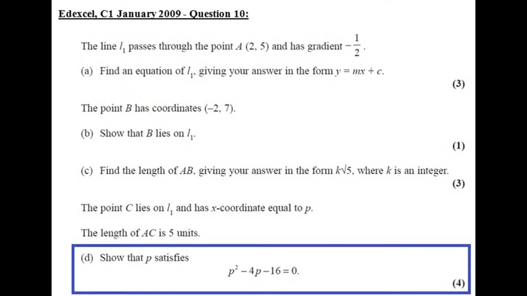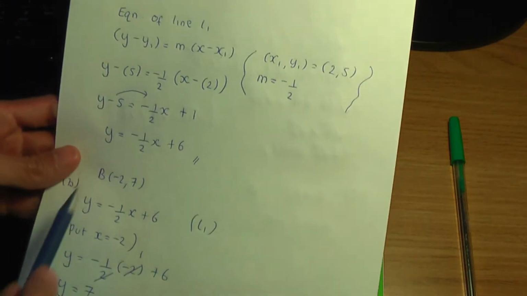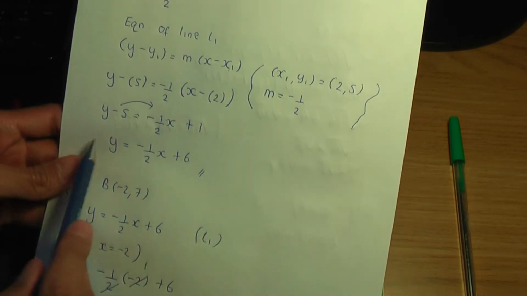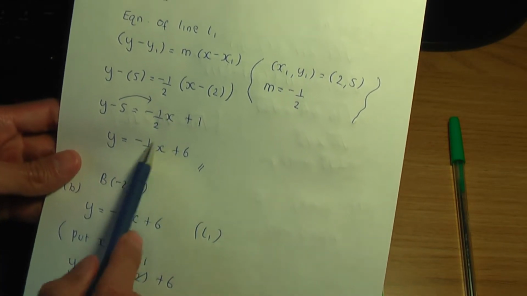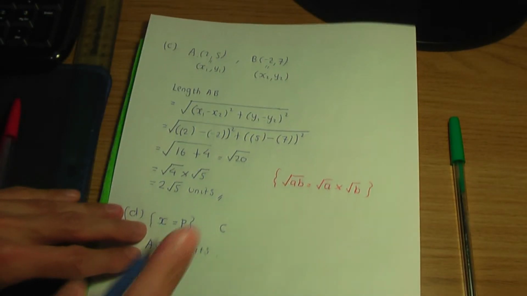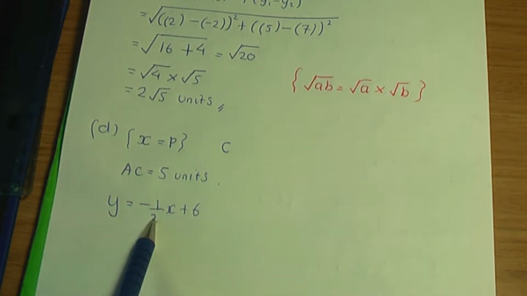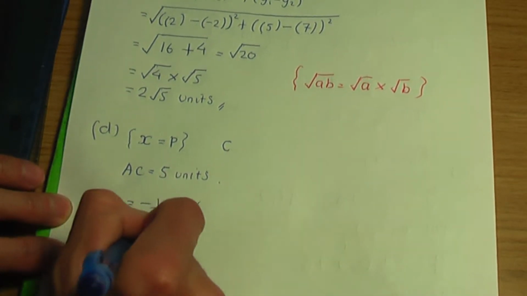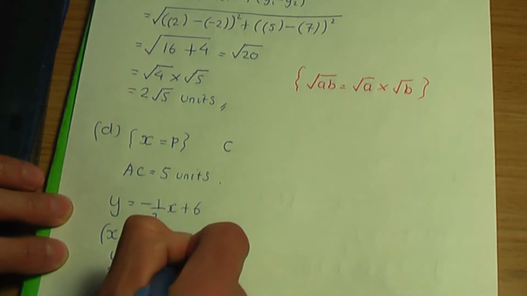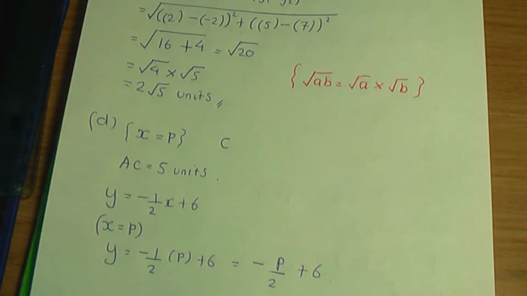Now, if we go back to the question, it did say that the point C lies on L1. So we can use the equation of L1, the solution of which we found in part A. So if we go back to the paper and pen, here is the solution that we had for part A. We can use this solution by putting the x coordinate of C in to work out the y coordinate of C. So let's do that. So y is minus half x plus 6, so that is L1, and let's put the x coordinate of P into this in order to find the corresponding y coordinate. So x is P, so y will be minus half of P plus 6, so let me leave it as minus P over 2 plus 6. So that is the corresponding y coordinate.